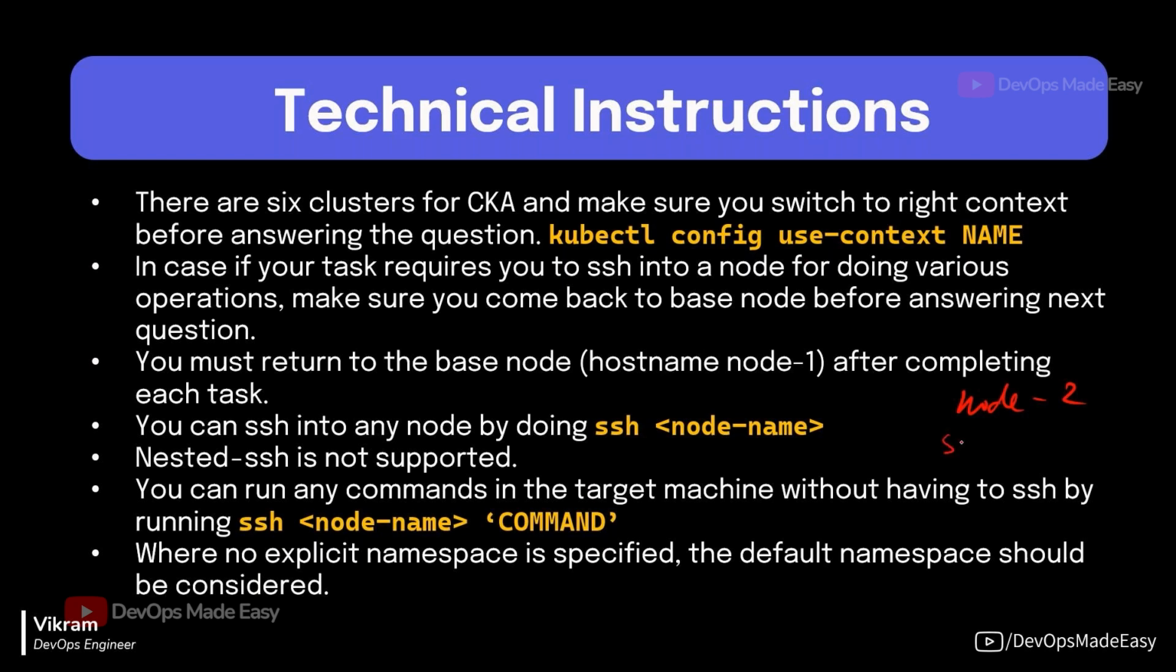So what you will do is SSH into node 2 by the node name, and then execute some commands there. It's not needed, though: you can simply use SSH and the name of the node. In single quotes, you can give the command which you want to run on that particular node without actually SSHing into that node. Otherwise you can also do it the long way, but there is this short command you can follow.